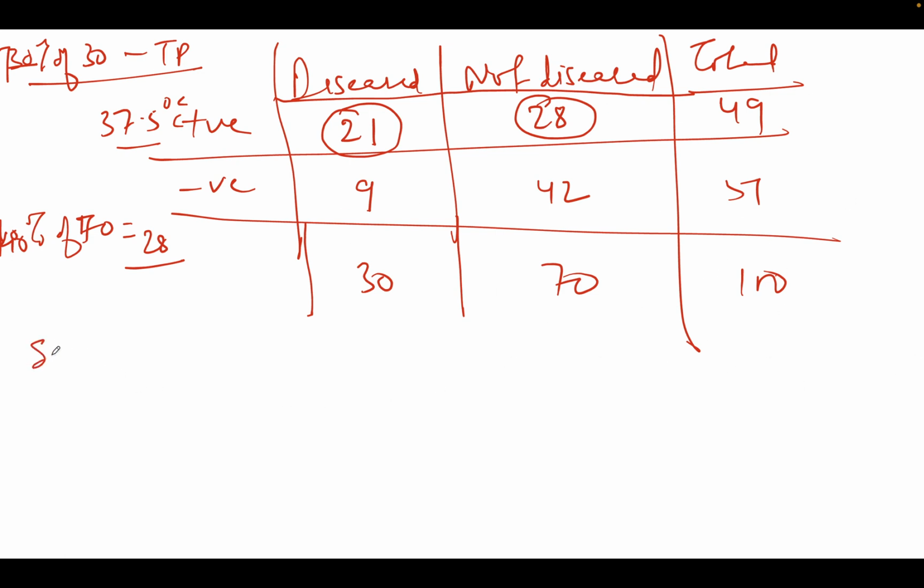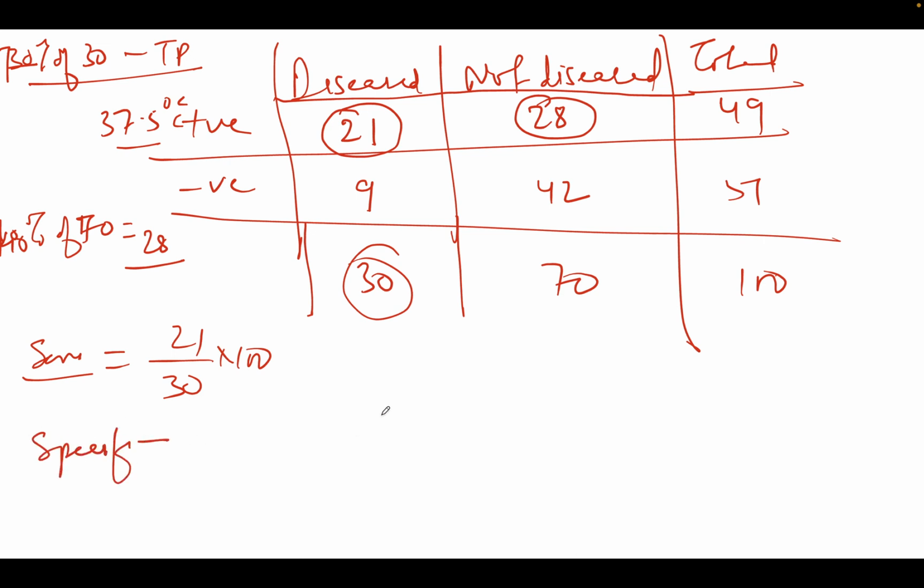Now what is my sensitivity here? Again, students, it is the ability of the screening test to correctly identify true positive out of total disease. So 21 by 30 into 100. What is specificity? Ability of the screening test to correctly identify true negative out of total not disease. So 42 by 70 into 100.